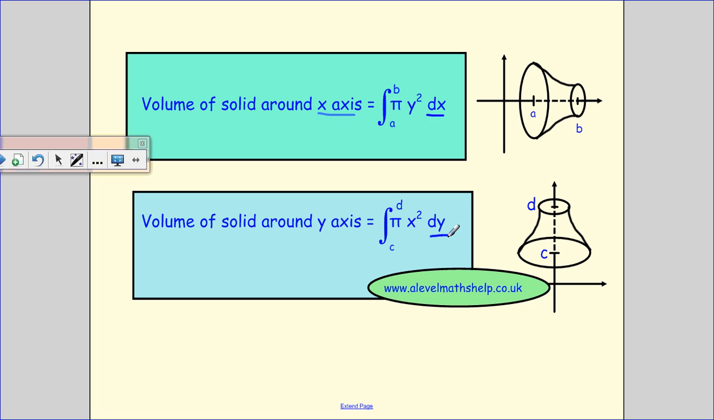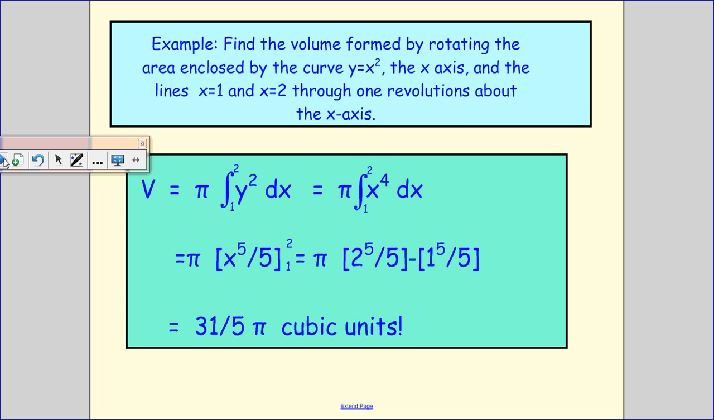Now, although you don't really need to know this, it comes from summing lots of little cylinders along here between the a and the b, and the volume of each cylinder would be pi r squared dx, with dx being the little cylinder's width. And the r, if you look here, would be the y coordinate. Anyway, that's where it comes from, but you just need to learn these formulas. Okay, so here's an example.